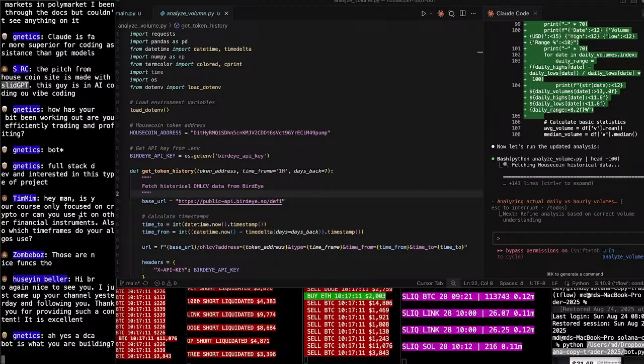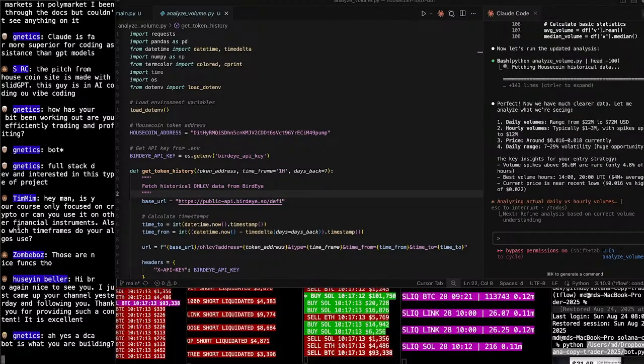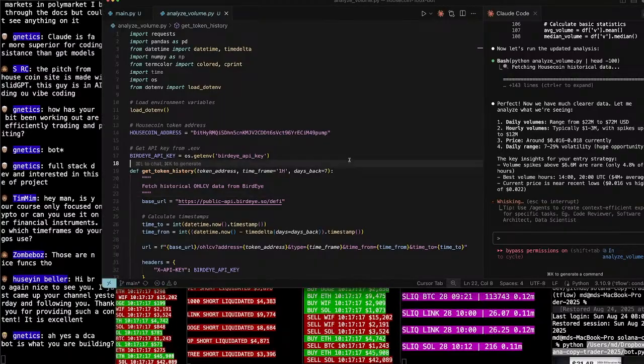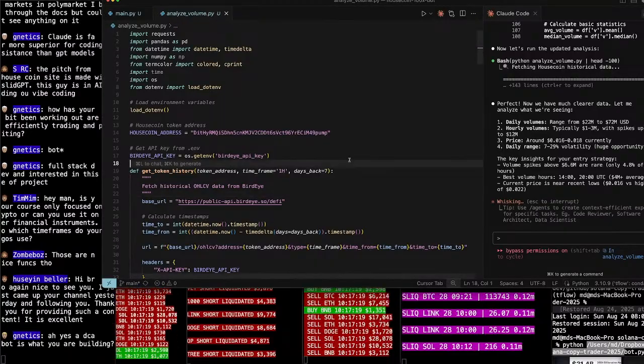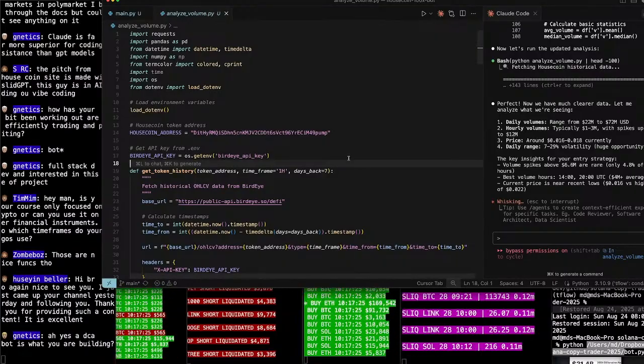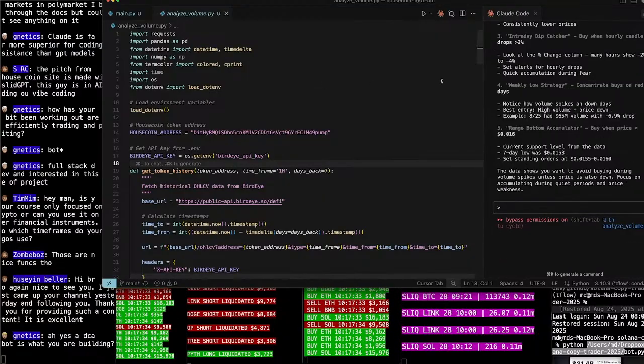Hey man, is your course only focused on crypto or can you use it on other financial instruments? And also, which timeframes do your algos use? I look at all timeframes, but I tend to look at longer timeframes because it's a little easier. The way I suggest people start, I'm not a financial advisor, is that it's easier to find edge on the daily, the 4 hour, as opposed to the 1 minute, 1 second. So work your way down.